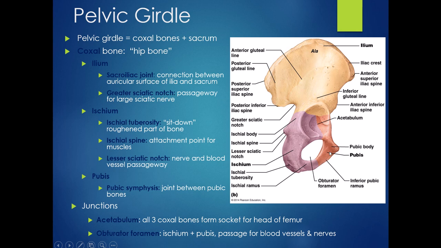Up here in the front, in the pubis, we really only have one major marking, and that's the pubic symphysis, which is the connection between the 2 pubic bones. You'll also see this very large, deep socket called the acetabulum. It's all 3 bones that contribute to that. It's very deep. That is your socket for the head of your femur to make your hip joint. And then this very large hole is the obturator foramen, and it is a passageway for nerves and blood vessels to get out of the pelvis and travel down the leg.